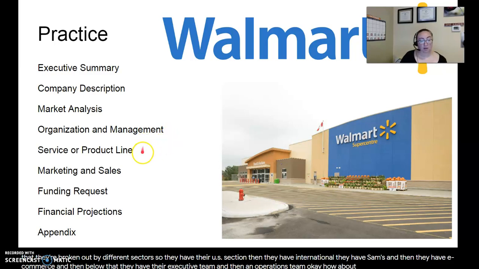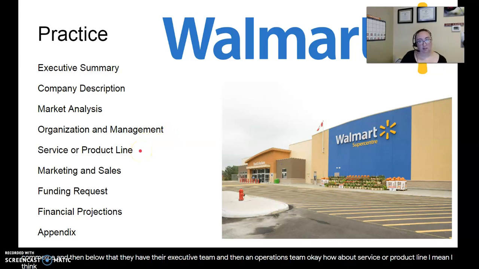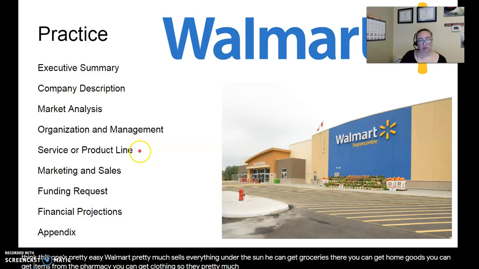Okay, how about service or product line? I think this one's pretty easy. Walmart pretty much sells everything under the sun. You can get groceries there, you can get home goods, you can get items from the pharmacy, you can get clothing, so they pretty much cover everything. How about marketing and sales?